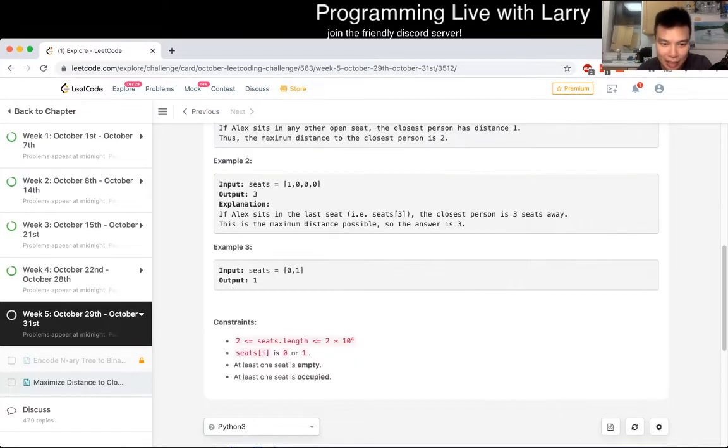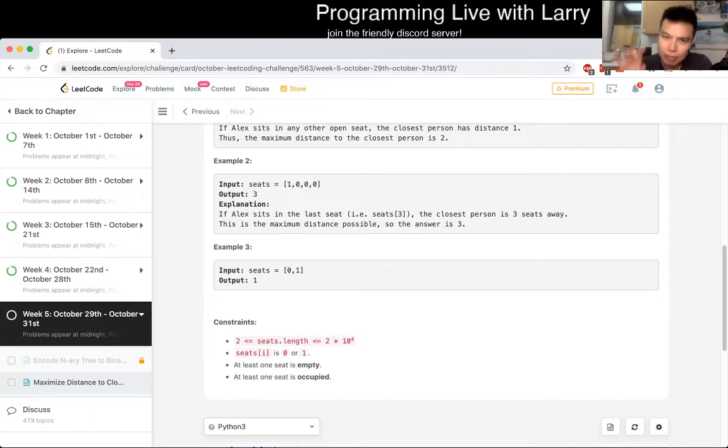Okay, so what is n? N is 2 times 10 to the 4th, like 20,000. So 20,000 means that n squared is going to be too slow. We should at least aim for n log n. But in this case, it turns out that we could do it in linear time.